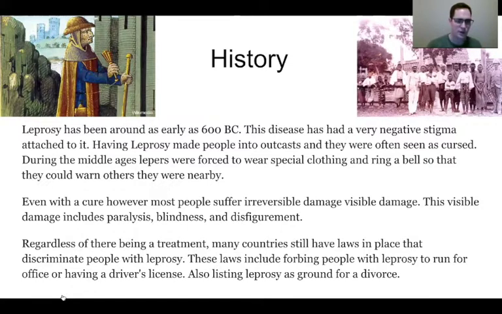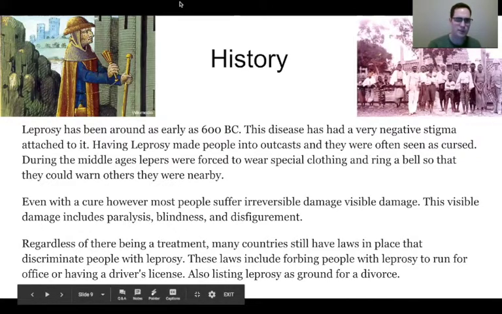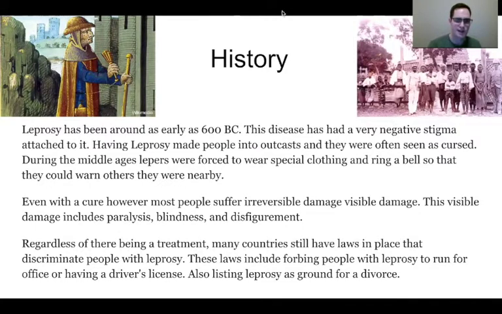Even though leprosy has a cure, it leaves the person with irreversible, visible damage. This visible damage can include paralysis, blindness, and disfigurement. So even with people being cured of leprosy, there's still a negative stigma around them because they carry kind of the aftermath of leprosy.